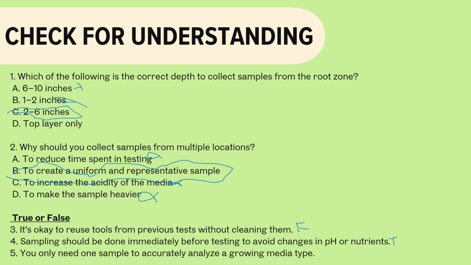And then last but not least, you only need one sample to accurately analyze a growing media type. Question 5 seems very familiar to question 2. So if you answered question 2 correctly, you already know we're not going to need one sample. So that is going to be false. You did an amazing job.